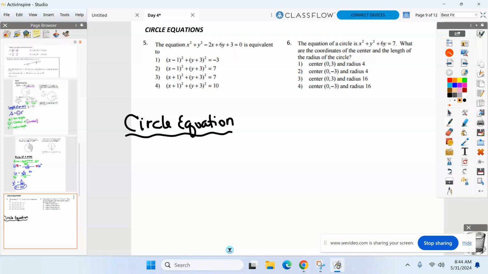This is also on your formula sheet on Classroom. All right, here it is, circle equation. X minus h all squared plus y minus k all squared equals r squared. There's my circle equation. That's what you need it to look like.